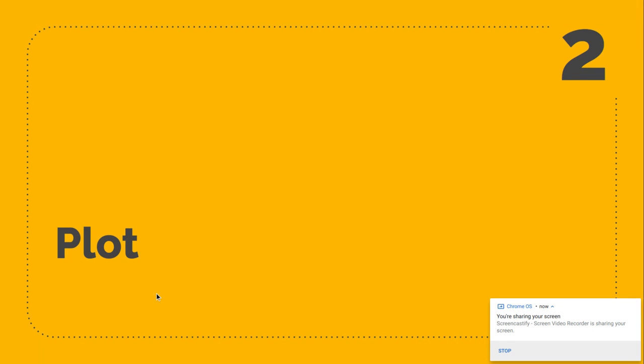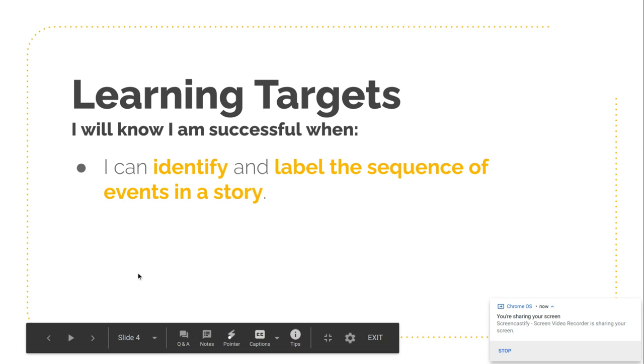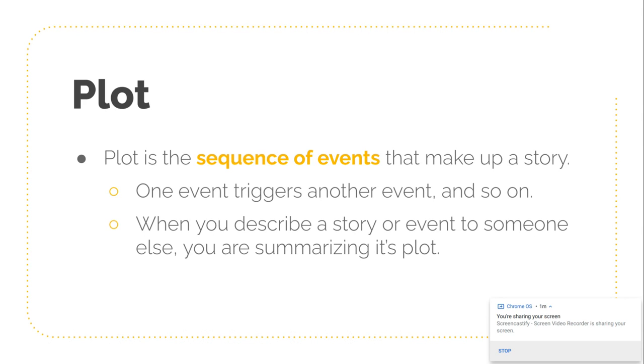So today we're going to be looking specifically at plot. So again, reviewing that learning target, I can identify and label the sequence of events in a story. Plot is the sequence of events that make up a story. Usually in a story, one event will trigger the next event and so on. It's kind of like a domino effect. Once one thing happens, then the next thing happens, then the next thing happens.